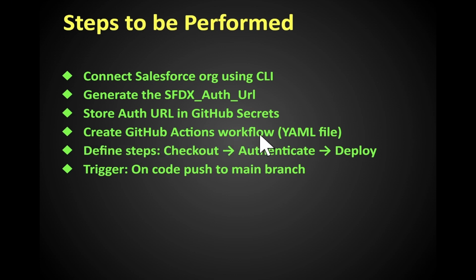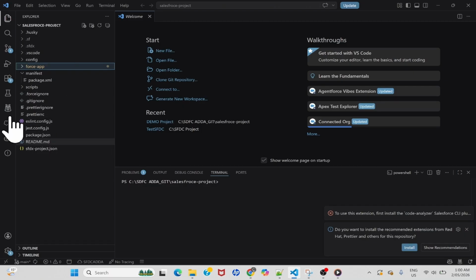Actually, this workflow we will create inside VS Code in the repository folder. What this workflow does is define what should happen automatically whenever we push code to GitHub. So whenever we push our code from here to GitHub, what should happen? In that file we will define all the steps, because we want to deploy the code automatically.